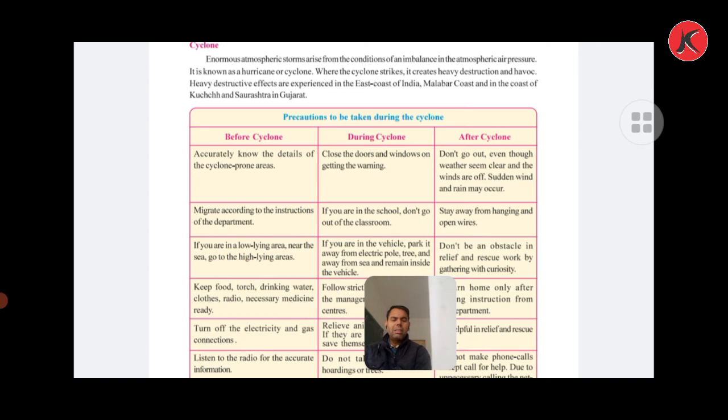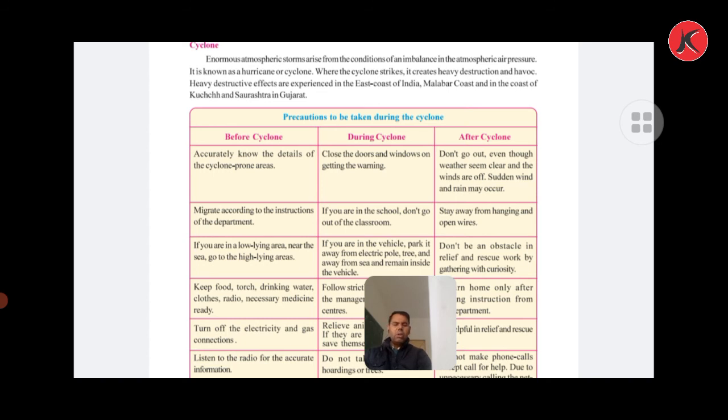If you are in a vehicle, park it away from electric poles and trees, away from the sea, and remain inside the vehicle. Suppose, students, you are traveling, we have to park the vehicle in an open area, and wherever we are parking, we have to see that there is no electric pole around that area. Follow strictly the instructions of the management of the rescue centers, and try to understand the situation and the information from the weather forecast department.